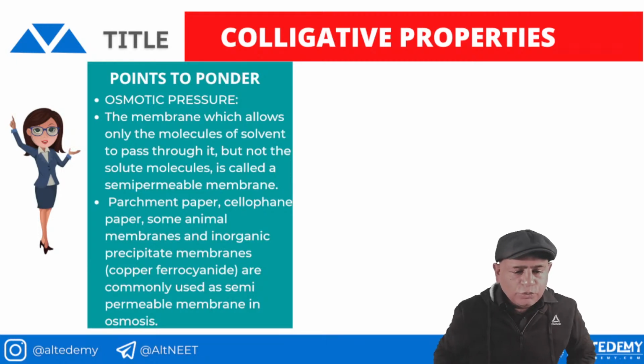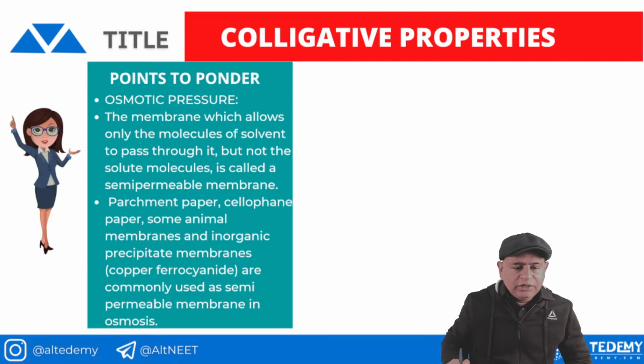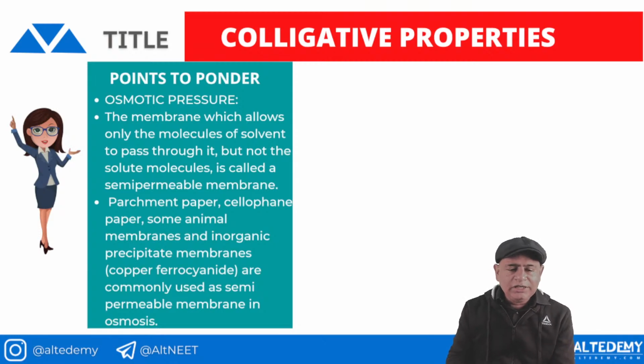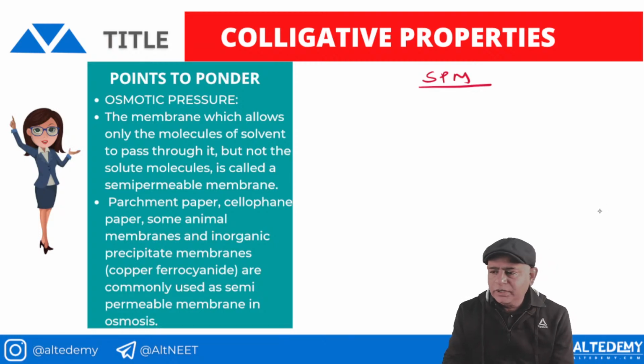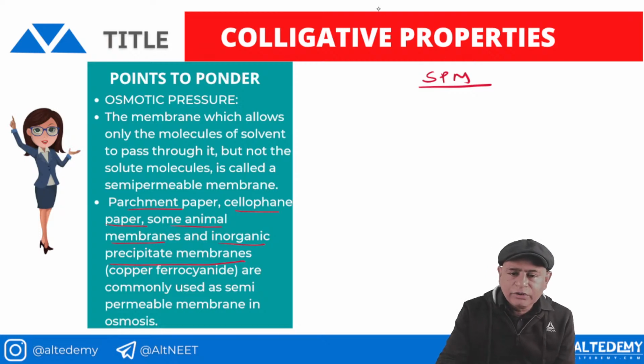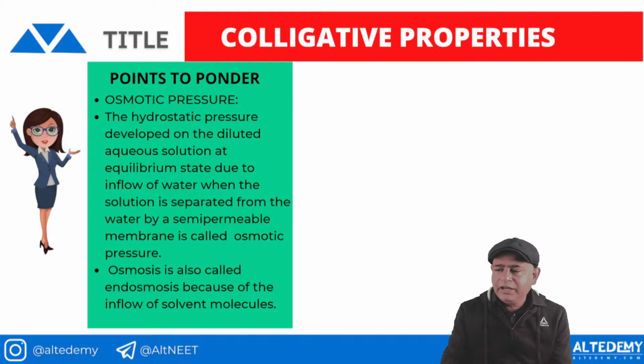The membrane which allows only the molecules of solvent to pass through it, but not the solute molecules, is called a semi-permeable membrane, in short SPM. If two liquids are separated by a semi-permeable membrane, this phenomenon will happen. Parchment paper, cellophane paper, some animal membranes, and inorganic precipitate membranes are commonly used as semi-permeable membranes. Now the technology has become very high, and we are preparing very high quality semi-permeable membranes.